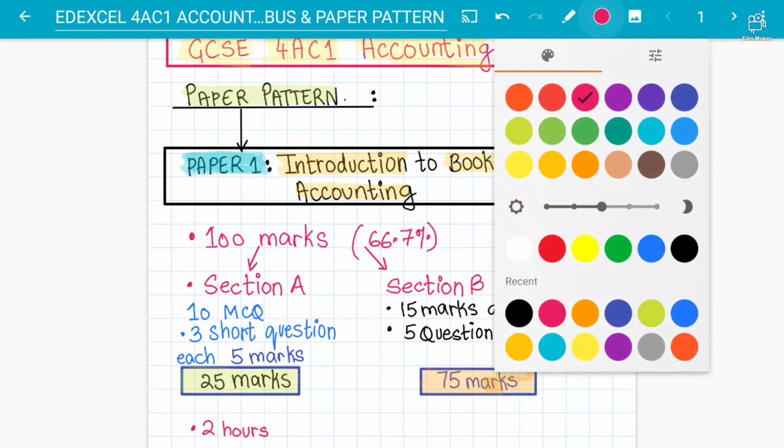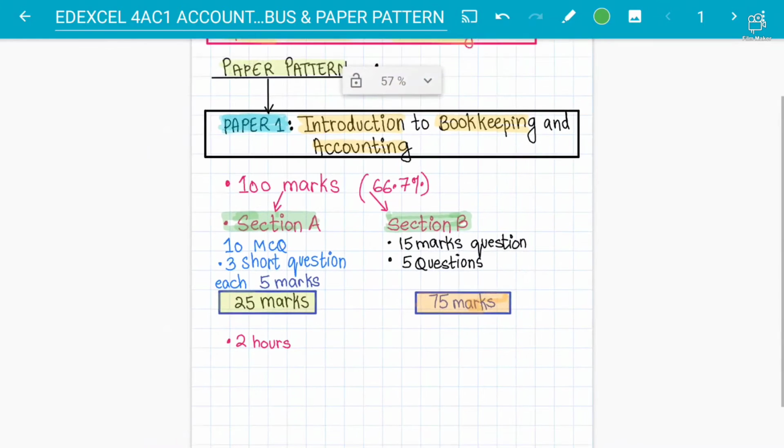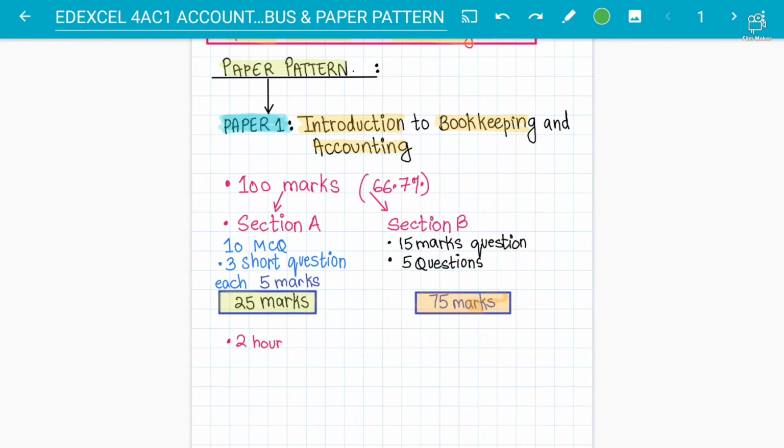In this paper, you are tested on 100 marks, split 25 marks and 75 marks between section A and section B. It's a 2 hour paper with 70% weightage. Now, the good thing about Edexcel Accounting 4AC1 is that they also tell you what they are going to test on. So what we can clearly see is what they are going to test us on.